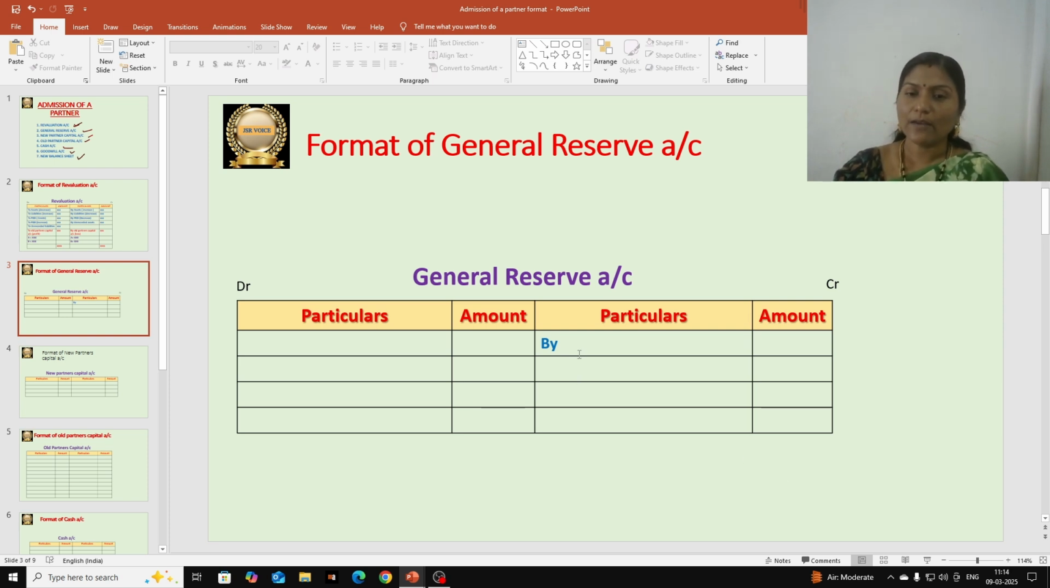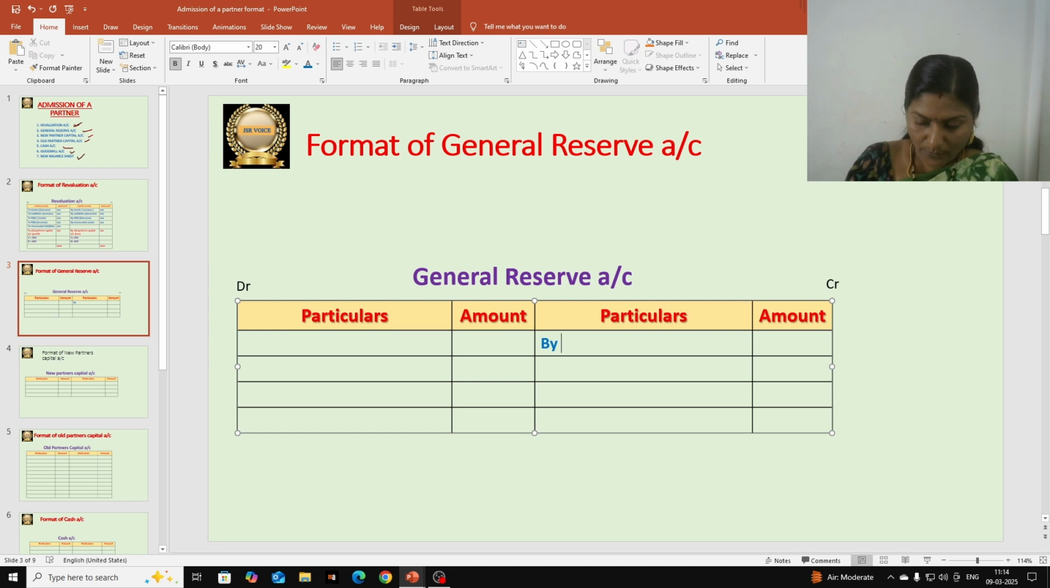Okay, so by what should we write? Whenever we bring from the balance sheet, we should write by balance brought down. Why are we writing on the credit side? Because general reserve appears on the liability side, and that should be distributed on the debit side, students. To whom? To the old partners. To old partners capital account.